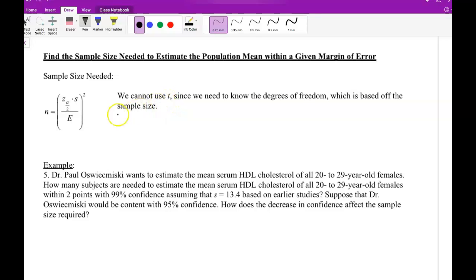Okay, so n is equal to z times sample standard deviation divided by margin of error, then squared. And this part we're not using t. The reason is that we cannot use t since we need to know the degrees of freedom, which is based on the sample size.